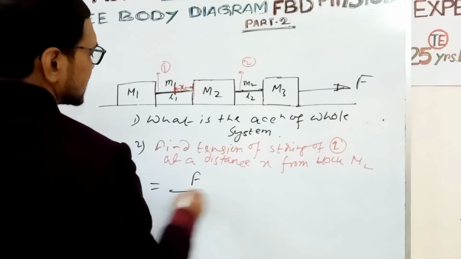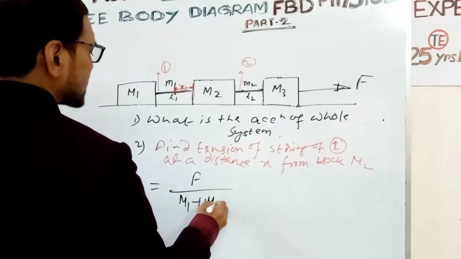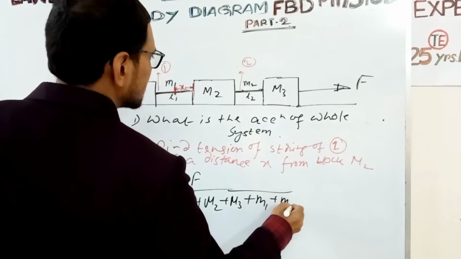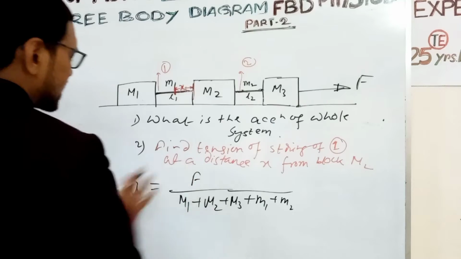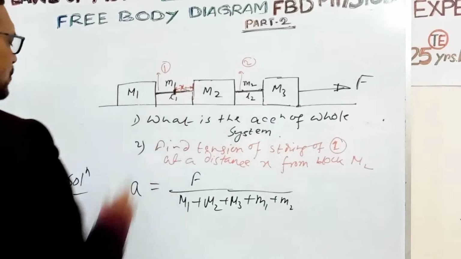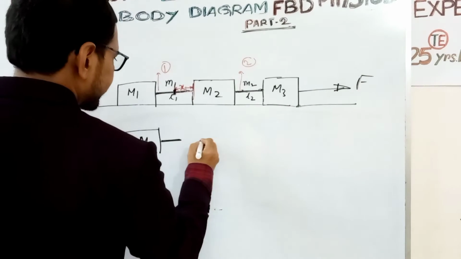What is the acceleration? A equal to F by the total mass of the system, M1 plus M2 plus M3 plus M1 plus M2. This is the whole mass of the system. Now you find the acceleration. Then you have to find the tension of the string at this point. Draw the free body diagram.